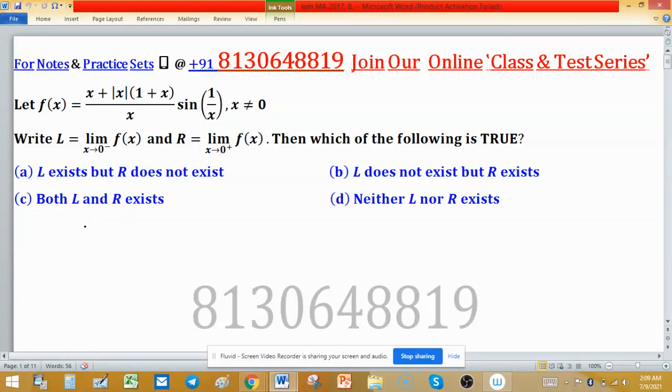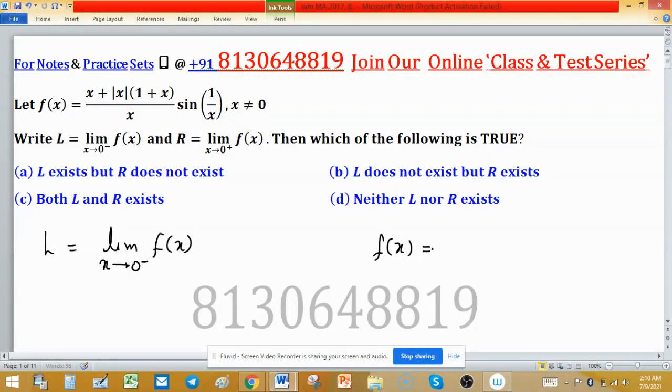Remember, for this function, continuity of the function isn't asked, because the function is not defined at 0. So how can we find the limiting value of the function, when the exact value of the function at the point we can't find? So to solve this problem, we only find the limit, either left hand limit or right hand limit. The left hand limit, L, is given by limit x tends to 0 negative f(x).